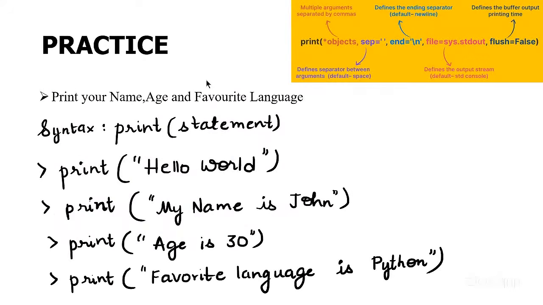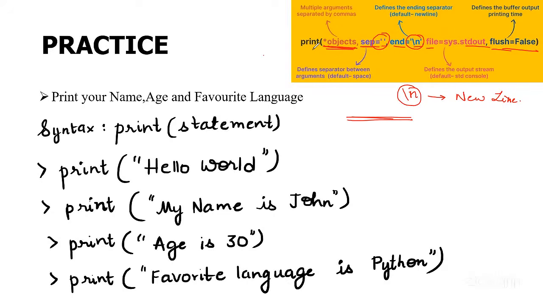And then the practice problem for today is printing your name, age, and favorite language. So the print function consists of attributes like objects, the separator, the end attribute, file, and flush. By default, these are the values for the print function. The items are always separated using a space. And the end value is slash n, so the next text or result will be printed on a new line. By default, these are the values of it. And here we'll be giving the values we want to print.